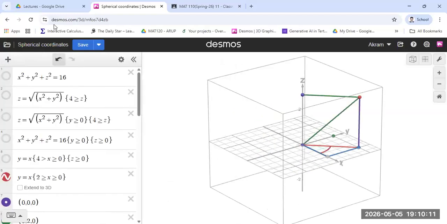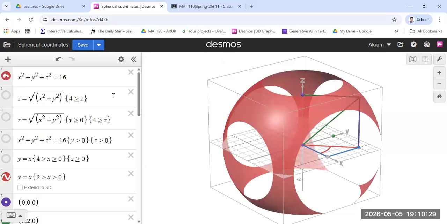So I think you can see the desmos.com website, right sir? Yes, sir. Okay, so let's say we have a sphere.